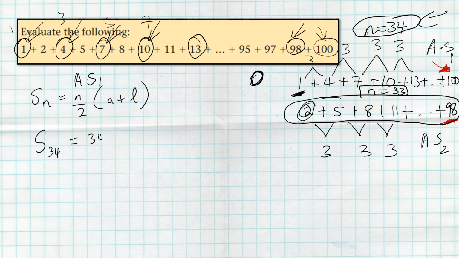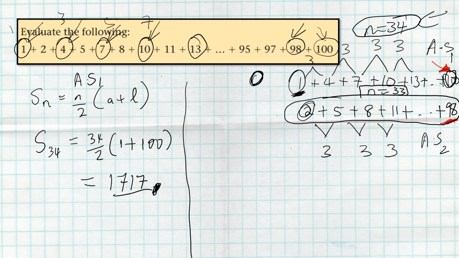So it's going to be 34 over 2. What is our a? Our a is 1. What is our last term? Our last term is 100. So I can get the sum there, right? So 34 over 2 times 1 plus 100. This will give me 1770 as the sum of arithmetic sequence 1.